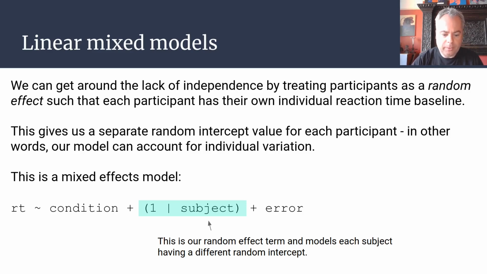So if we look at the model specification down here, it doesn't look too different from what we were looking at earlier in the context of linear models. We've got reaction time is predicted by condition plus, and this is the important bit, our random effect term, which models each subject as having a different random intercept. In other words, a different reaction time baseline. So that's what this notation means. And then there's an error term, or error that we're just not able to model. So this is our mixed effects model. We've got a fixed effect and a random effect.